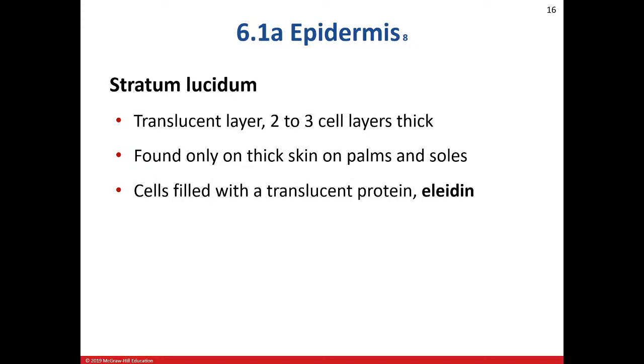Stratum lucidum, it's called lucidum because you can see through it. It's translucent, and it's 2 to 3 cell layers thick, and it's found only on the thick skin, found in the palms and soles. The rest of the skin on your body, on your face, on your leg, on the back of your arm, that's all called thin skin, and it lacks the stratum lucidum. The cells of the stratum lucidum are filled with a translucent protein called eleidin.